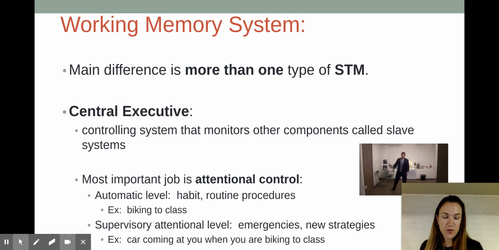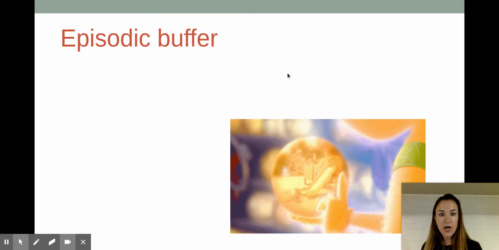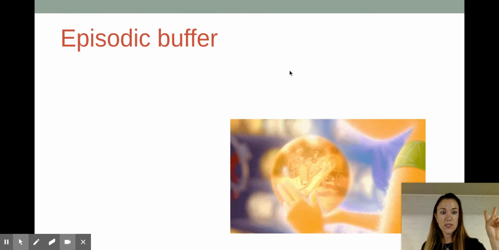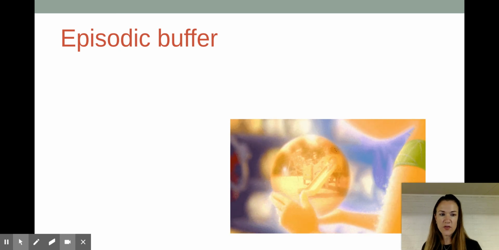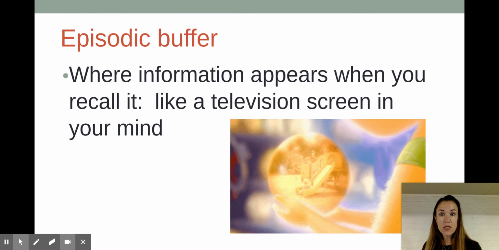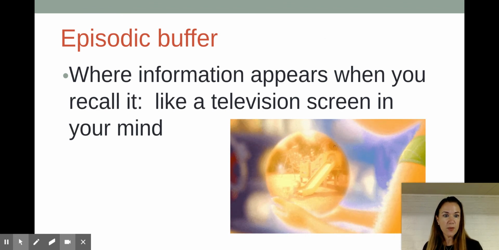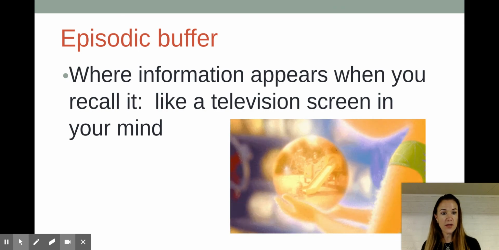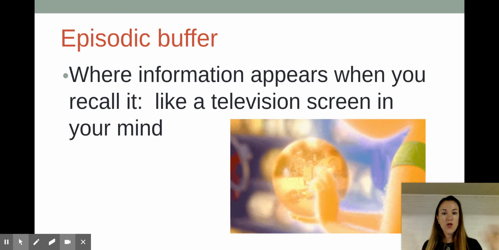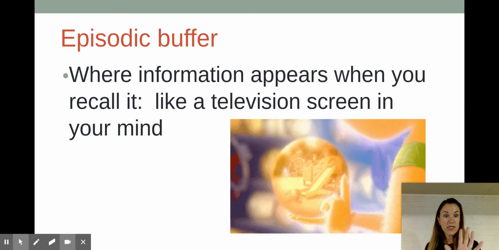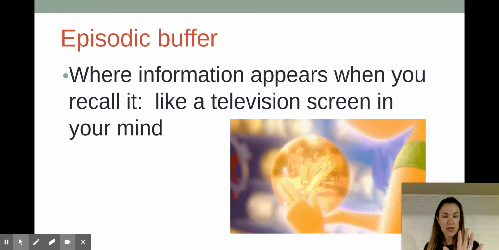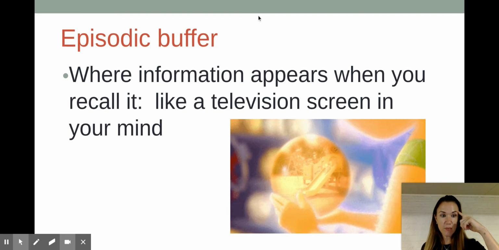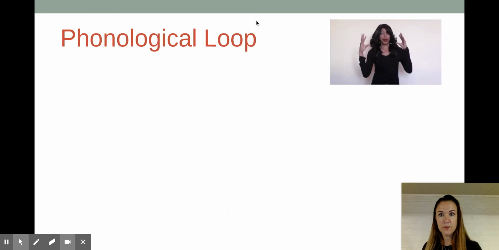So if a car was coming at you when you were biking to class, you would have to pay attention because it's an emergency. All right. Episodic buffer is one of those slave systems, one of the other systems in the working memory model. And this is where information appears when you recall it, like a television screen in your mind. So if you were to think about what you did yesterday, or the last time you hung out with your friends, or your last birthday, those would come up kind of like they do in Inside Out when they think about memories, okay? So you see in your mind the memory of your last birthday.